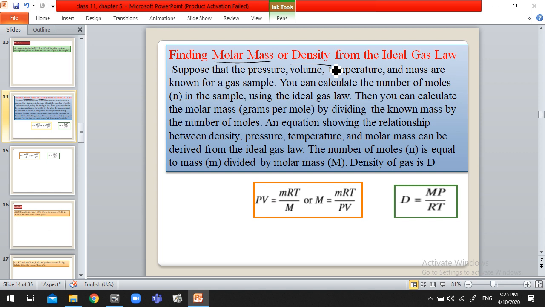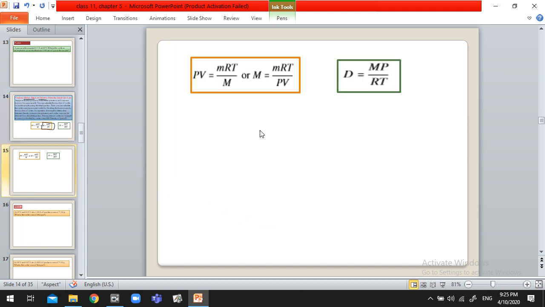There are two ways to find this one. The first way, guys, you can directly memorize the formula for the molar mass. Molar mass equals mass times R times T over P times V, pressure times volume. And the density equals molar mass times pressure over ideal gas constant times temperature. You can memorize them. Or let me explain to you how to find molar mass and density directly from the ideal gas law.